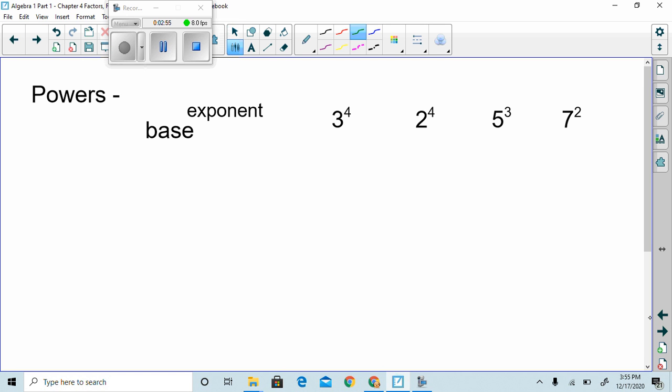I want to go into a little brief discussion about powers today. Powers have two components, base and exponent. Here the base is 3 and the exponent is 4. When we look at this, this is telling me to take this base, or this factor 3, and multiply it by itself 4 times. And then we go from exponential form to expanded form to standard form, finding the answer.